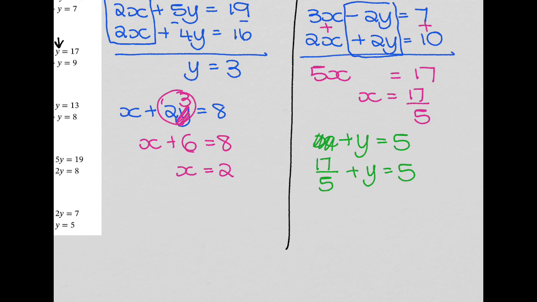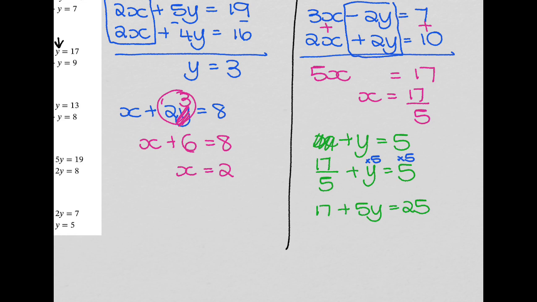The denominator is 5. Do we see that denominator of 5? I'm going to multiply everything that does not have the denominator of 5 by 5. So I'm going to say 5 times that y and 5 times that 25. And what now happens is I get 17 plus 5y equals 25. How awesome is that? No fractions.